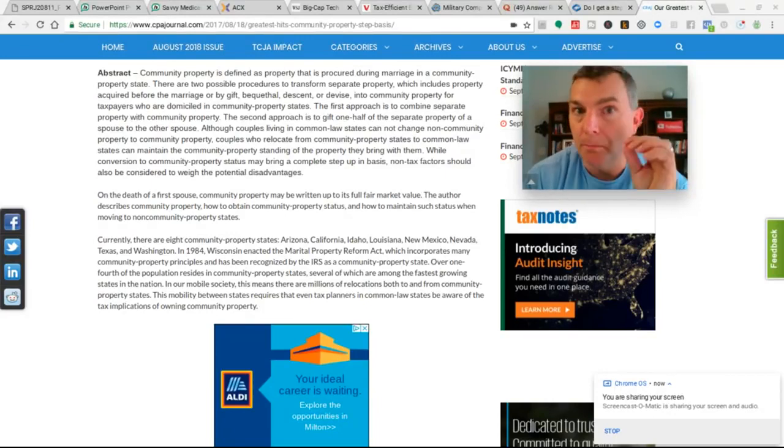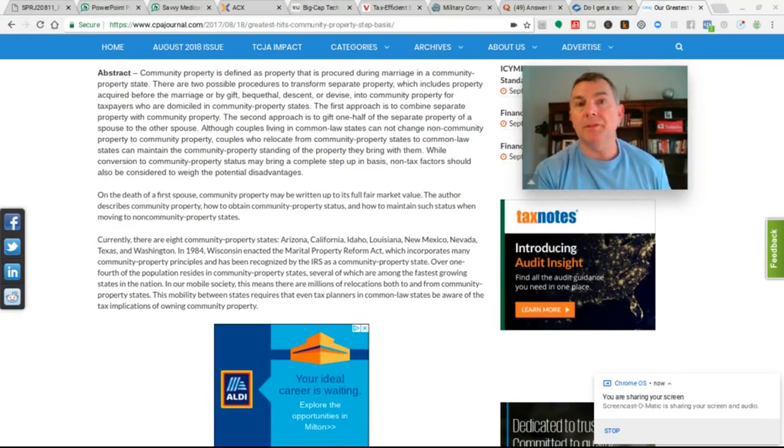All right, hope this helps. Community property, the taxes on community property. If you're living out west and transferring to a common law state, or if you're living in a common law state and transferring to Texas or Arizona or Idaho, understand how community property works. It can save you huge amounts of taxes, my friends.